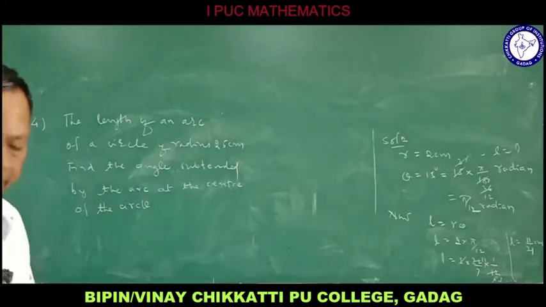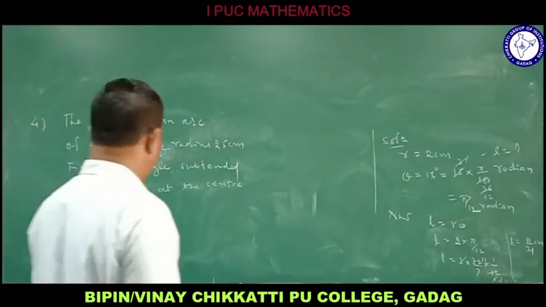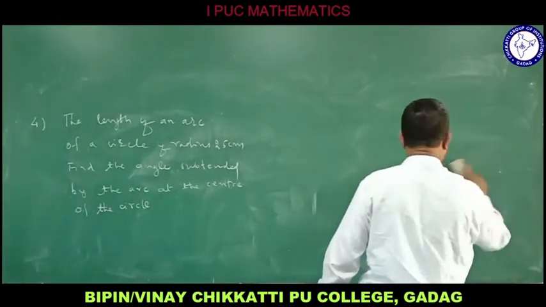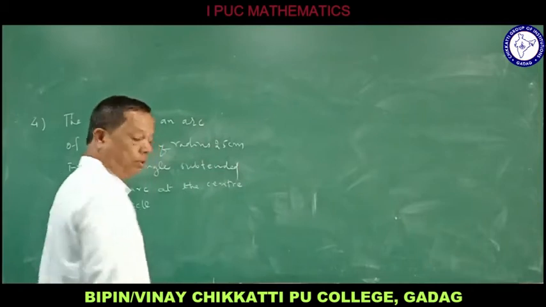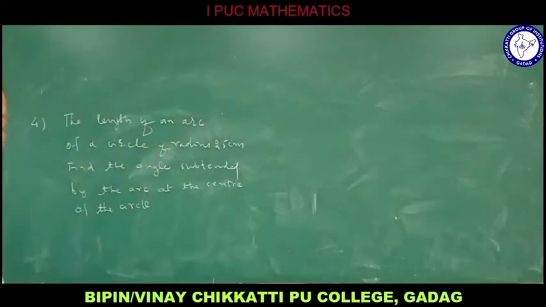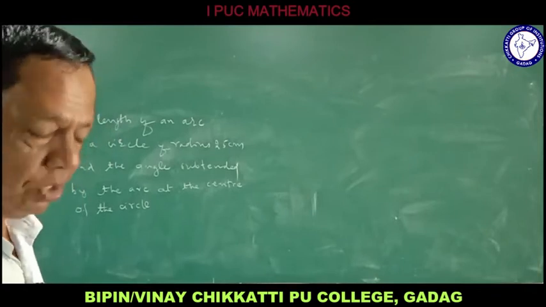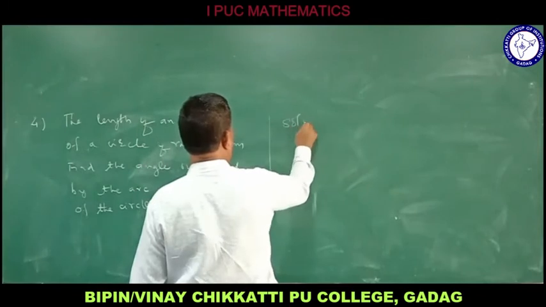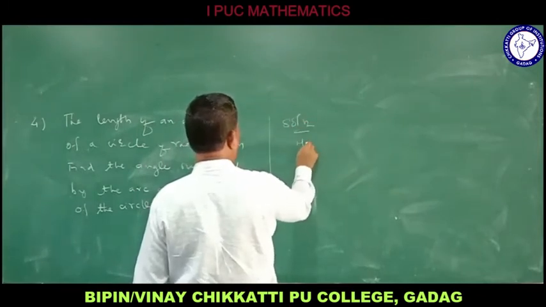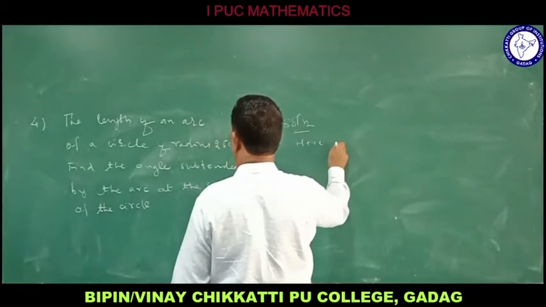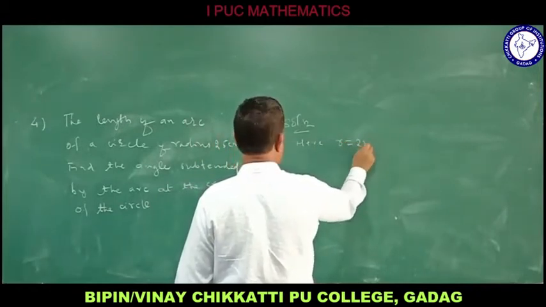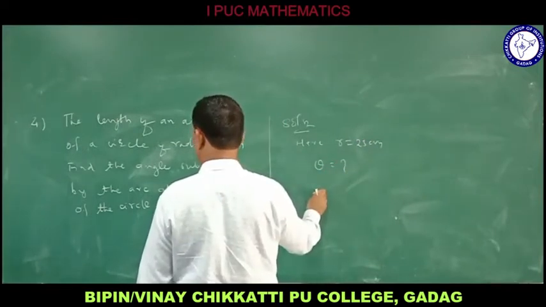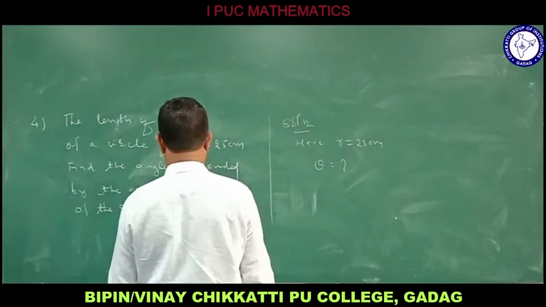You can see that L is given, R is given, so we are calculating theta. The question is here, find the angle subtended. But they have not asked whether we have to write in degree measure or in radian measure. But the answer you will find in radian measure only, because that is when the formula is used. R is equal to 25 centimeter. Find the angle subtended by the arc at the center of the circle.